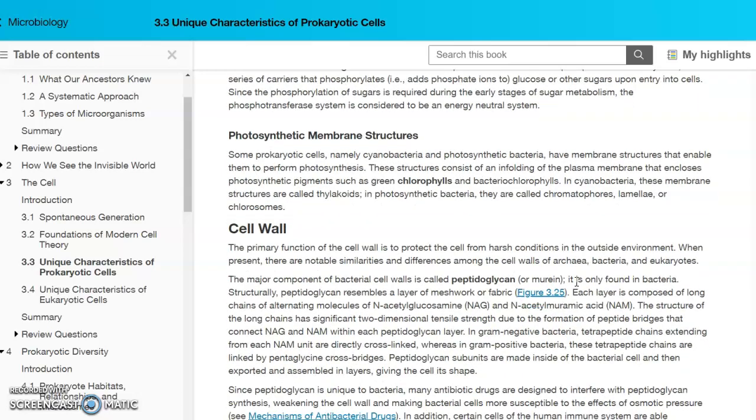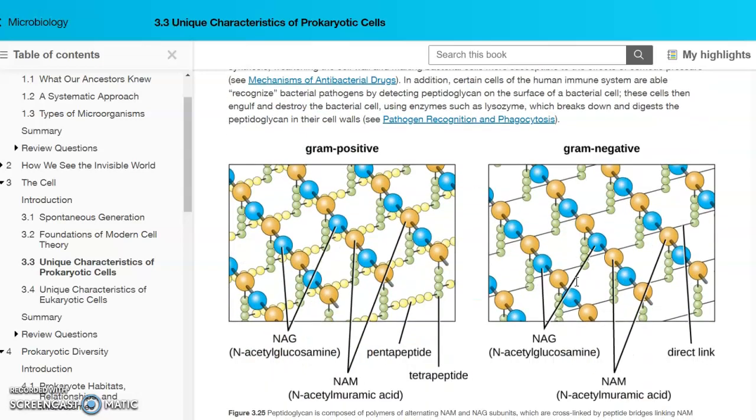Now, if we look at the structure of the cell wall a little bit more closely, so we've talked about its function, but if we look at the structure, the cell wall in bacterial cells is made up of subunits of NAG and NAM. Okay, NAG, N-acetylglucosamine, and NAM, N-acetylmuramic acid. So we call these NAG and NAM for short.